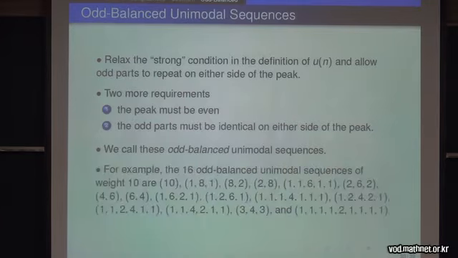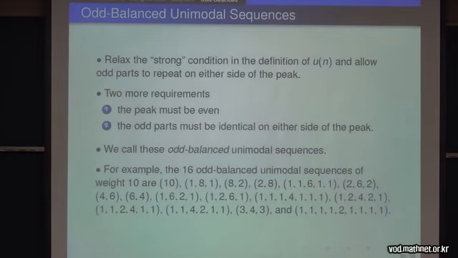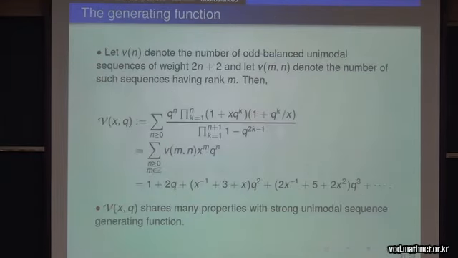And then there are 16 odd-balanced unimodal sequences of weight 10. We can also define the rank for this, by the difference between the number of parts after the peak and before the peak. If we define the rank as before, then the generating function becomes more complicated compared to strong unimodal sequences. However, it still has some nice properties similar to the strong unimodal sequence generating function.